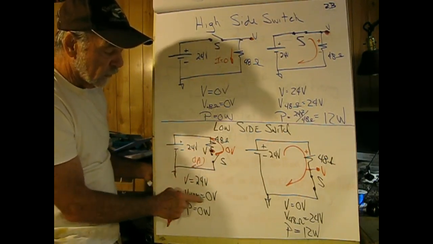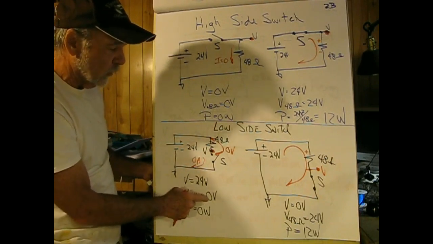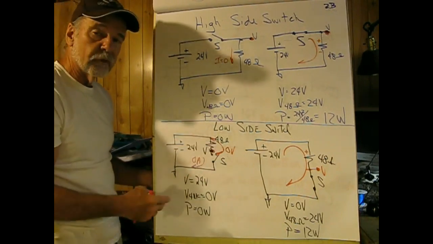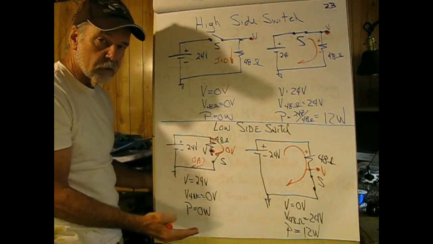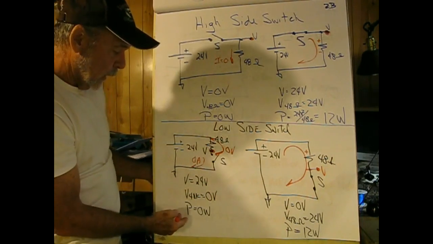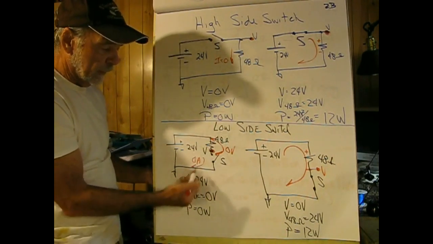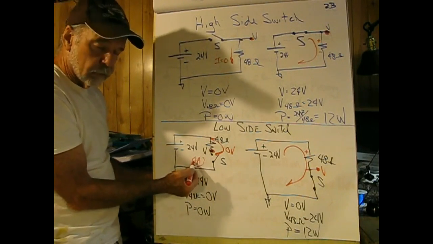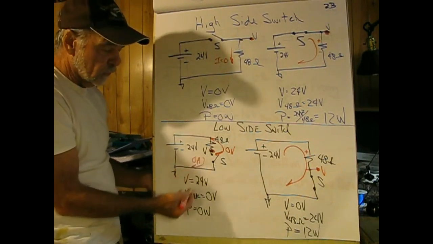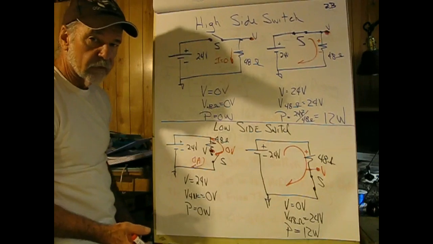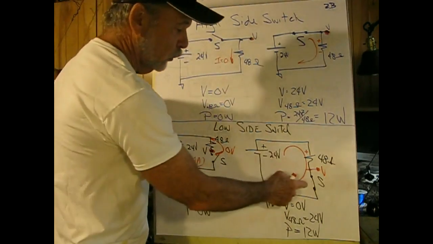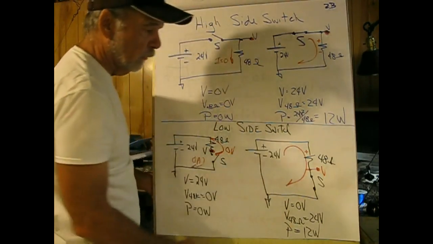The voltage across the 48 ohm resistor, if we were to measure it, would be 0 volts. Why? No current flowing through it. The power in the circuit would be 0 because I squared R, with 0 squared times the resistance, would produce 0 watts. Same circuit, close the switch, conventional current now flows.